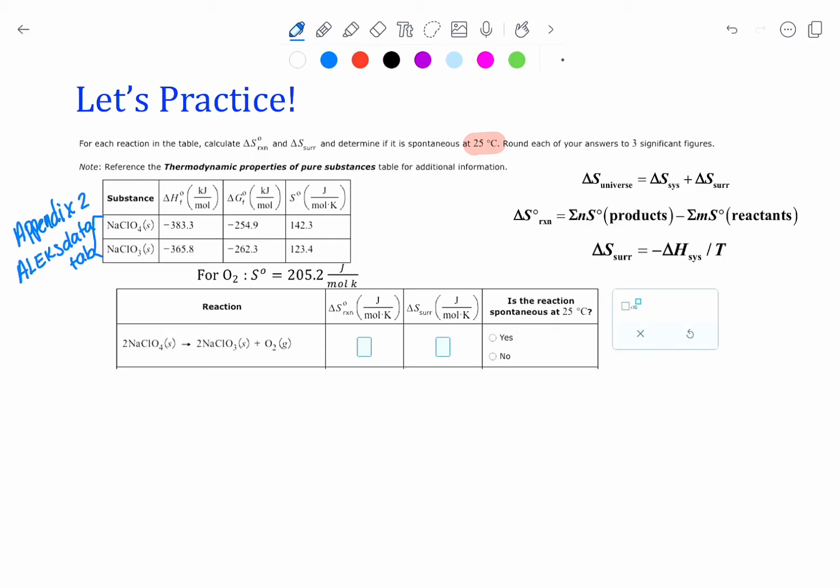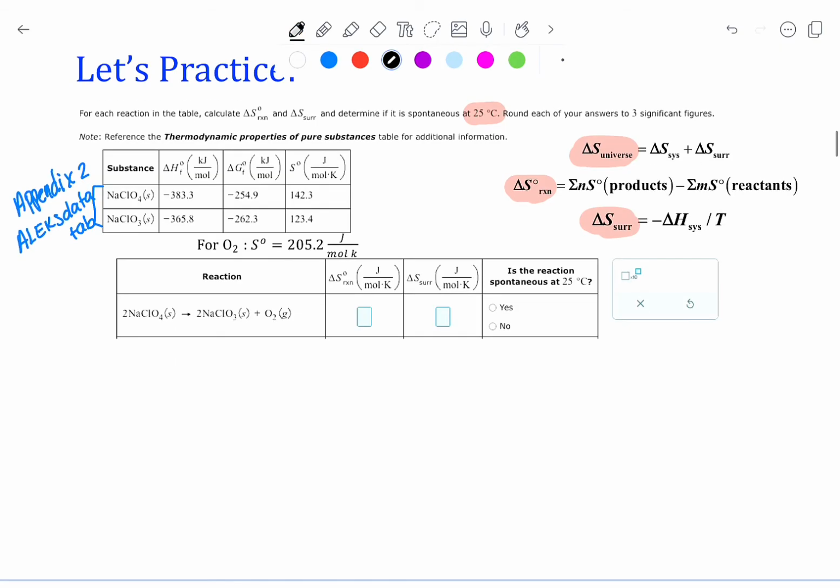So I have the reaction here, 2NaClO4 goes to 2NaClO3 plus oxygen, and we want to find delta S of the reaction, delta S of the surroundings, and then we need to determine if it's spontaneous, and the only way to do that is to find delta S of the universe. So let's go ahead and start solving for this. The first thing that we're going to solve for is delta S of the reaction.